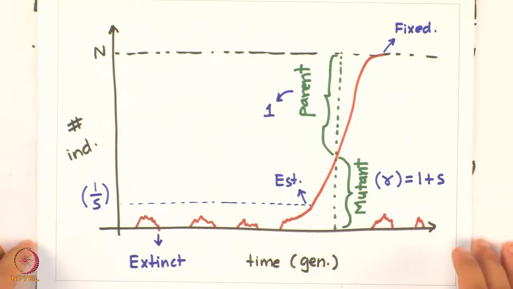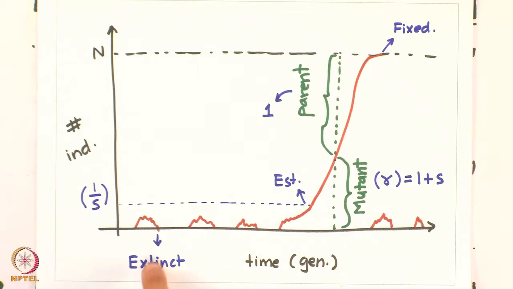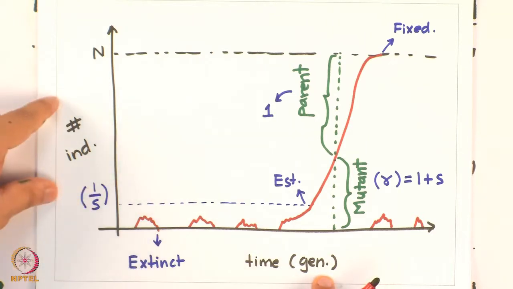Hi and welcome to the next lecture of the course. Last time we had discussed the evolutionary dynamics of a mutation associated with an experiment that we might be doing. In the first representation, the x axis represents time, which is measured in number of generations, and the y axis is associated with the number of individuals.